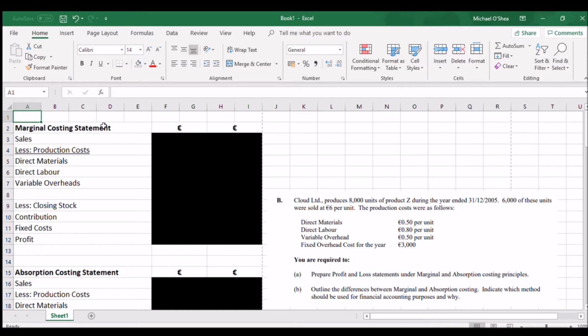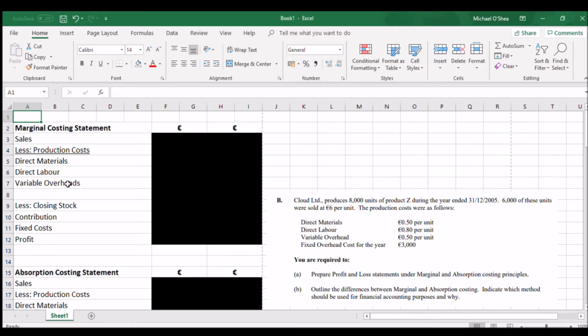is our marginal costing statement. How does it look? Well, it's sales less production costs. These are only a couple of different variable costs that we're going to look at first. Production cost is basically, we're starting with variable. So the costs that come with production increase the more you produce. These are variable direct materials, direct labour and variable overheads. The same as we normally would have in a marginal costing statement.